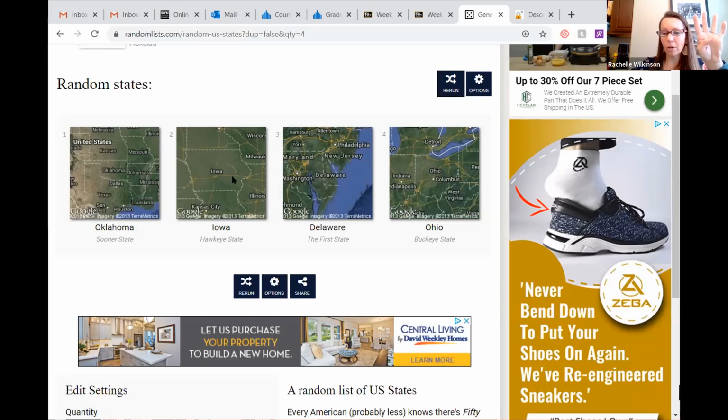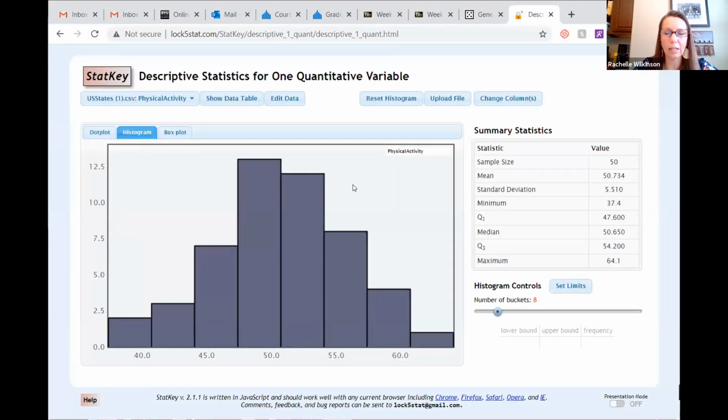So on your paper, write down the names of these 4 states. I'm going to write them down too. Okay, so if you got all those state names written down, now what I'm going to do is come back here in StatKey.